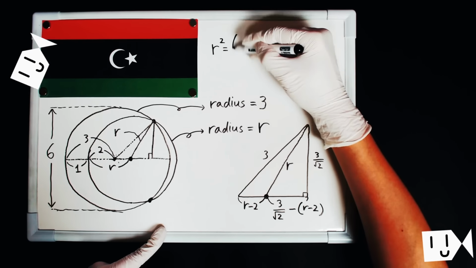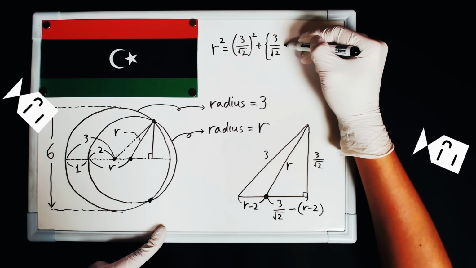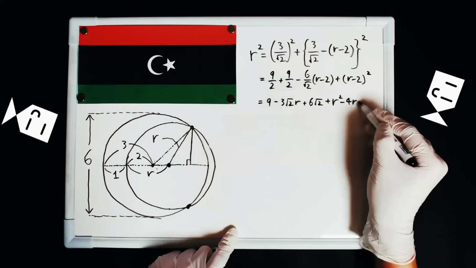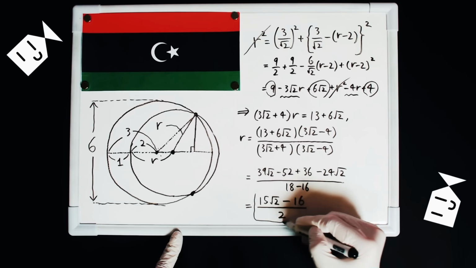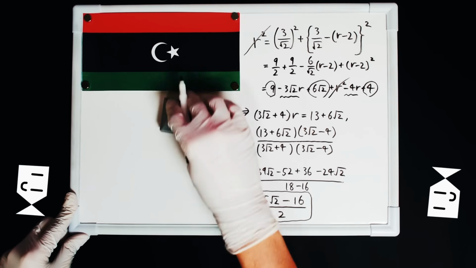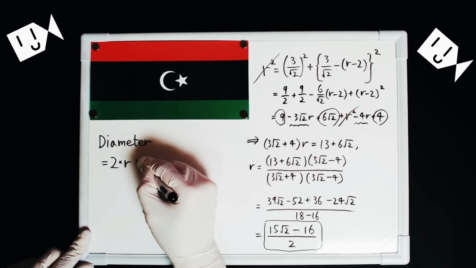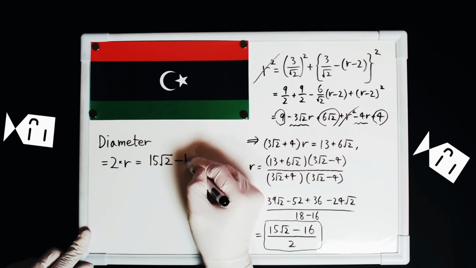So by using the Pythagorean theorem, we can learn something new about the relations of these lengths, in this case, the value of r. I won't go through the calculations, but in the end, this is r. So the diameter of the second circle, the circle we have to draw in PowerPoint, is double that length, which is 15 root 2 minus 16.